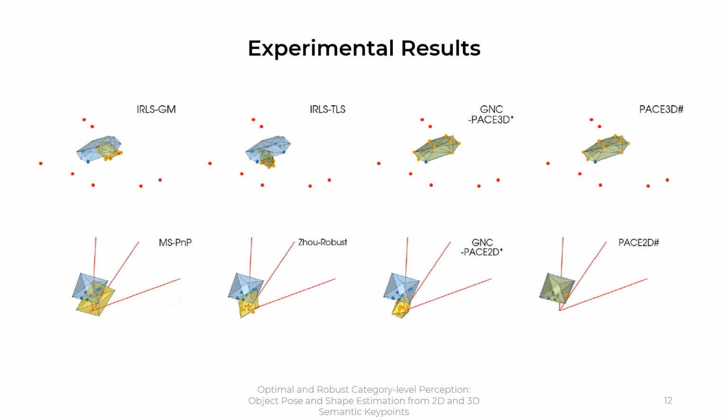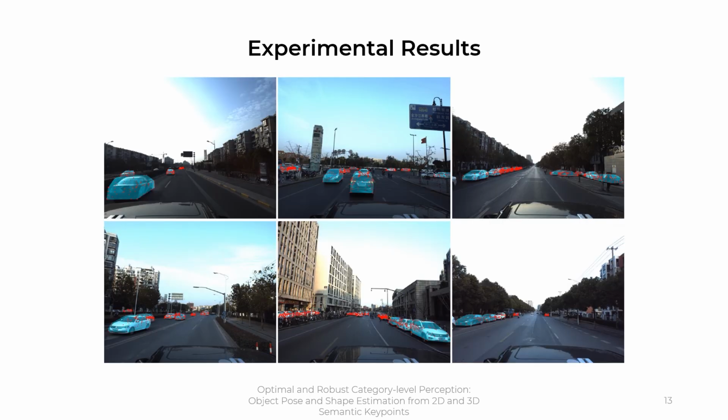Here we show qualitative results of our methods, PACE2D sharp and PACE3D sharp, comparing with other baselines. Here are some qualitative results of our proposed methods on the ApolloScape self-driving dataset.